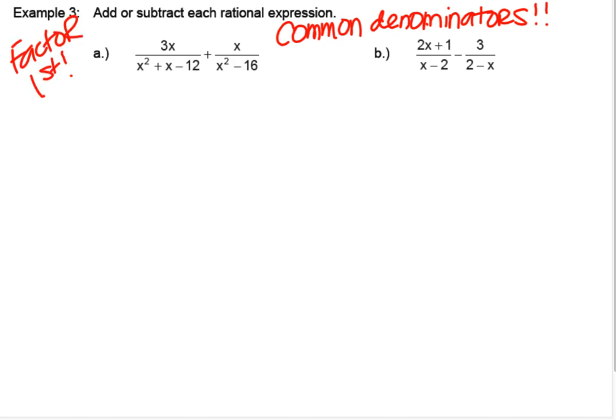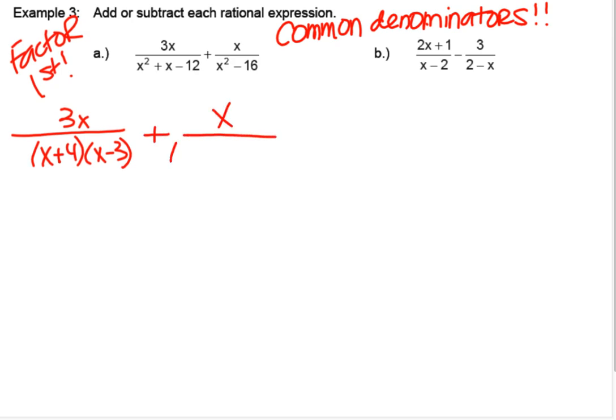Okay, so I've got a 3x on the top. We're going to leave that alone, and then I'm going to factor the bottom. I have an x plus 4 and an x minus 3. Okay? Then I'm adding x over x squared minus 16. Again, go ahead and factor that. Difference of squares gives me x minus 4 and x plus 4.